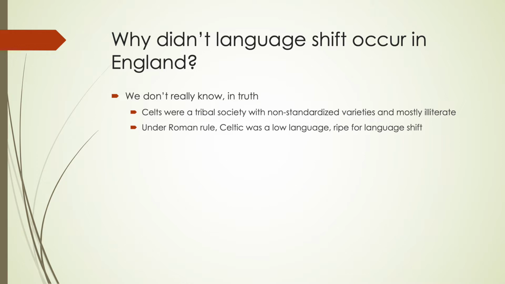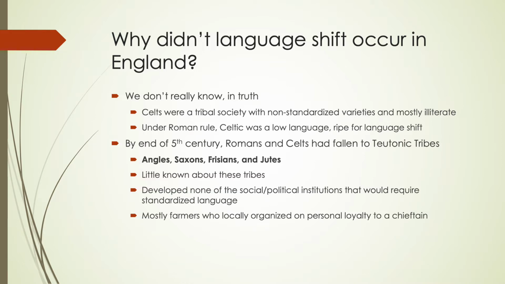And by the end of the 5th century, by the end of the 400s, Romans and Celts had fallen from rule in the British Islands to these various Teutonic tribes. And the 4 tribes that came in and sort of took over and created the beginnings of English as a language and culture and everything else were the Angles, the Saxons, the Frisians, and the Jutes. So 4 major tribes were responsible for coming into the British Isles during this time period.